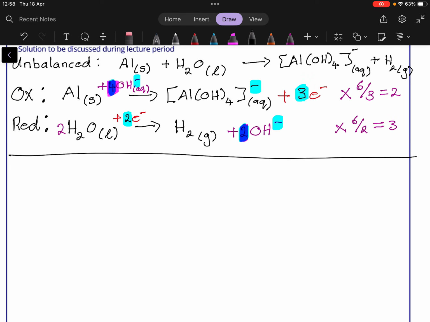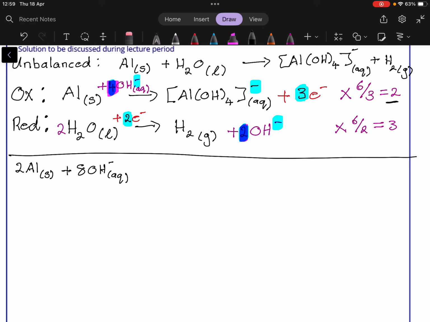So 2 aluminium solid. Why? Because of that 2 we have there. We multiply everything in this equation with 2. We also have from that equation 8 OH minuses in aqueous solution. Okay, so that's the oxidation half reaction. Let's move to the reduction one.